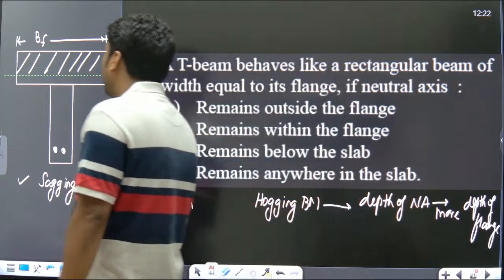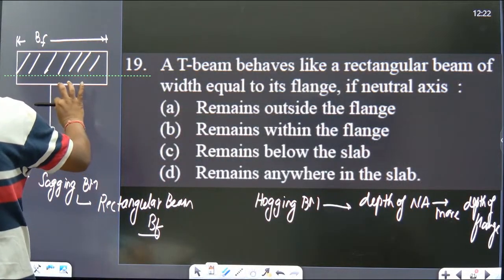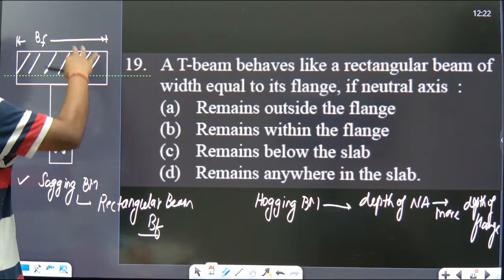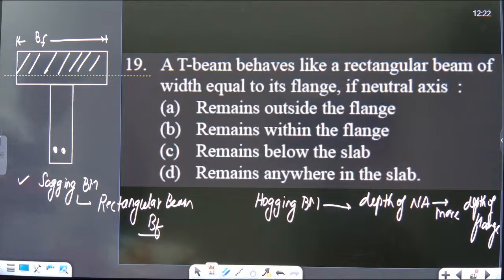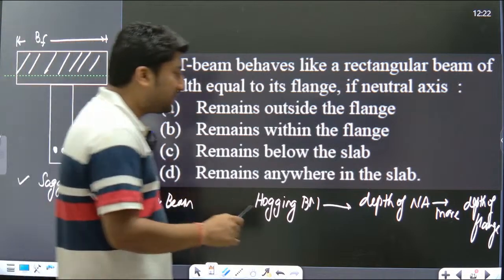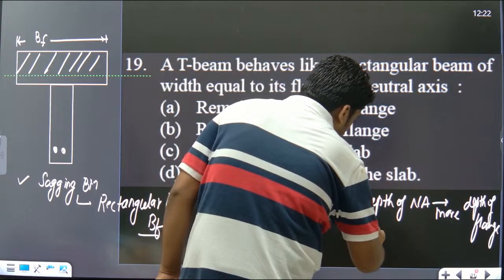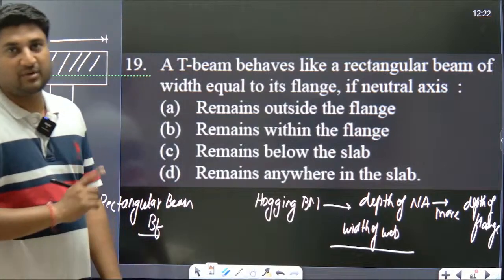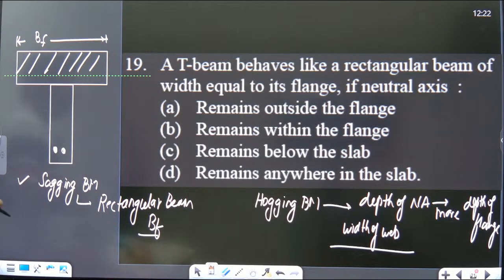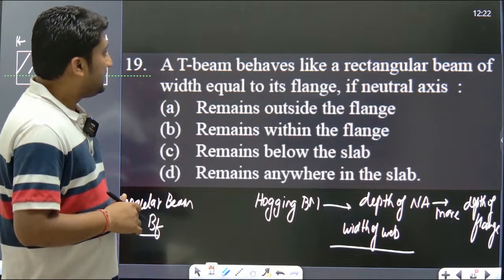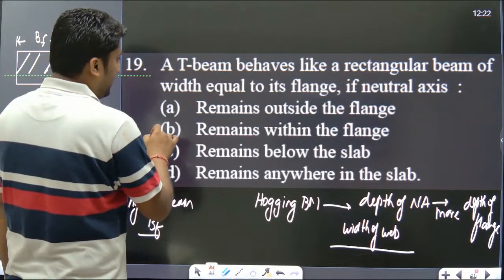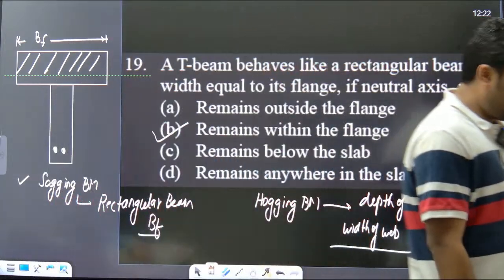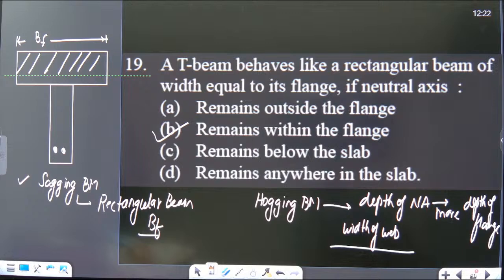now you can see if this neutral axis is below this and there is a hogging bending moment, so what will happen? At bottom there is compression and above it there is tension. So that beam will behave as a rectangular beam of width of the web. Okay, this is also one of the concepts which can be asked in the examination. Very beautiful concept. Clear everyone? A T beam behaves as rectangular when the neutral axis remains within the flange. The correct answer is option B. Understood everyone?